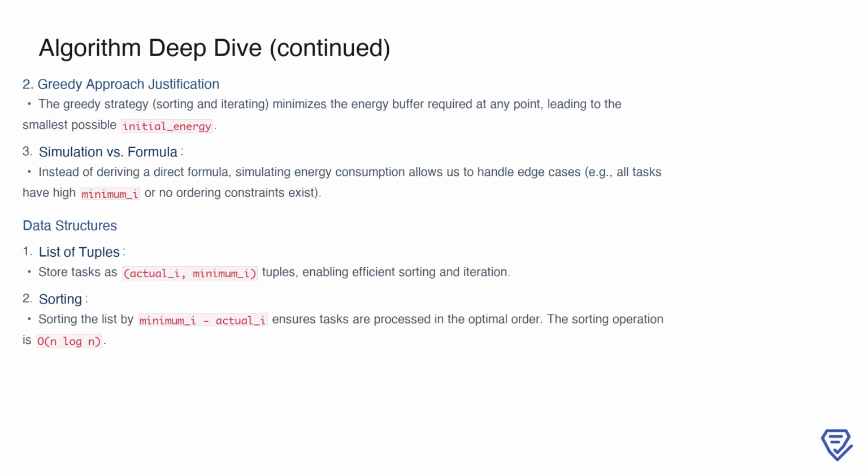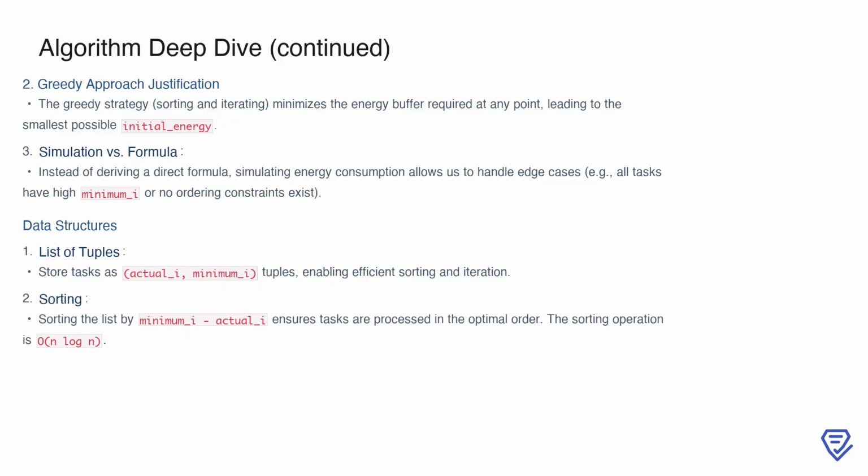throughout the process. By addressing tasks with the highest risk of failure first, we ensure that the smallest possible initial_energy suffices. This approach avoids scenarios where earlier tasks deplete energy that is critically needed for later tasks. Instead of deriving a single mathematical formula, simulating the energy consumption during task completion provides a flexible and robust solution.